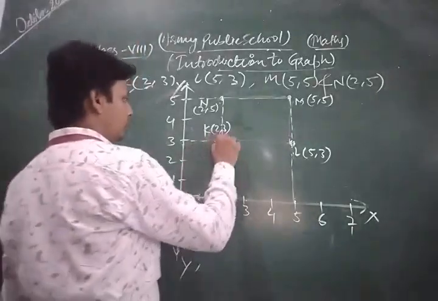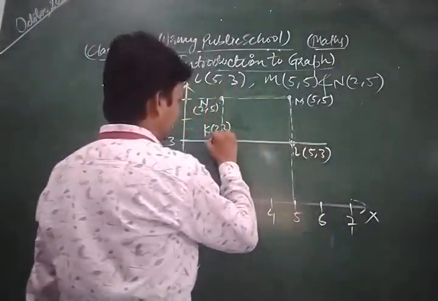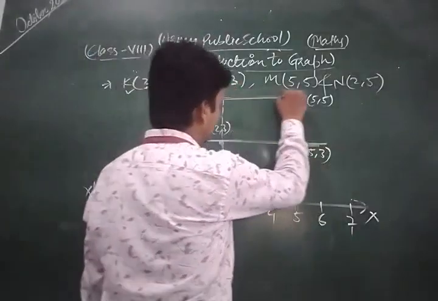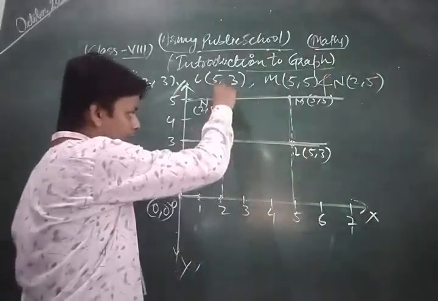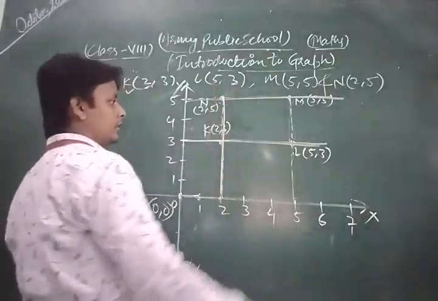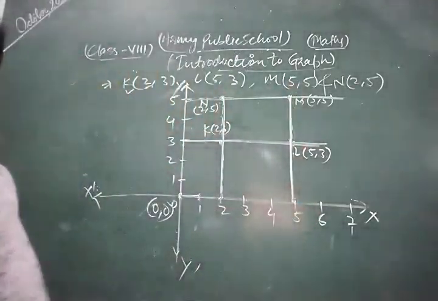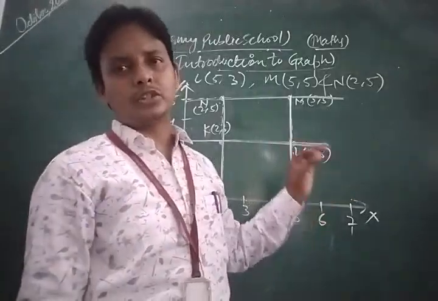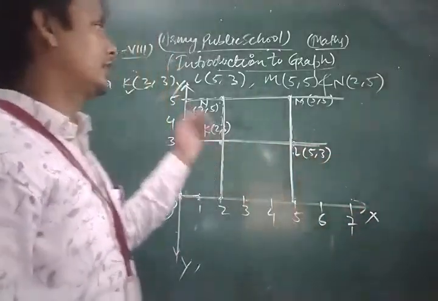So now look, if you observe, and draw this here, K and L lie on the same straight line, and M and N lie on the same straight line, and the points K and N lie on the same straight line, and L and M lie on the same straight line. So in this way, dear students, you can plot all the points on the graph paper using that concept.